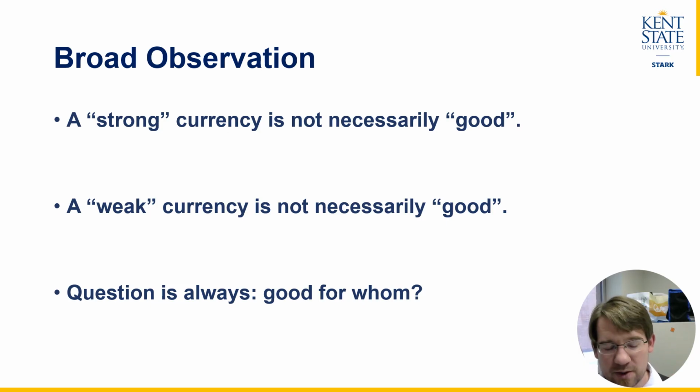Therefore, we can back up and make a broad observation: a strong currency is not necessarily good, and a weak currency is not necessarily good. The question should always be good for whom? A strong currency is really good for American tourists traveling abroad. A weak currency is really good for American exporters that are selling abroad. It's not obvious that we should choose one of these groups over the other. So like with many things in economics, it's a matter of point of view. Who is it that's going to benefit from the particular policy that we're looking at?